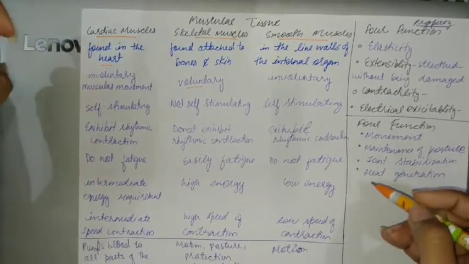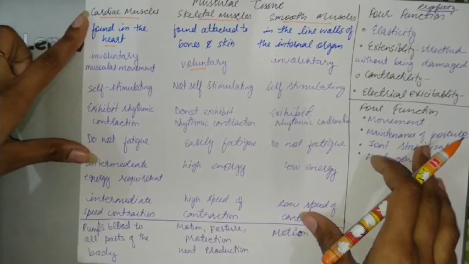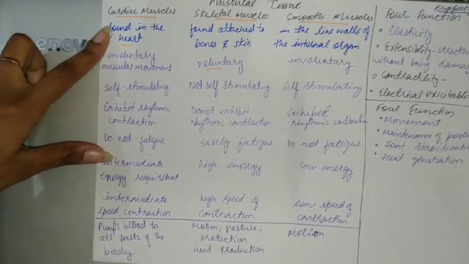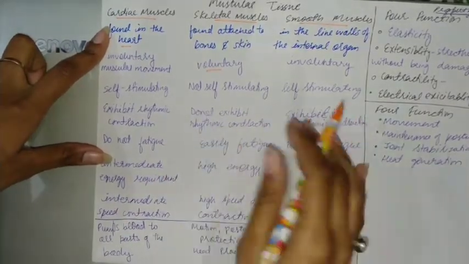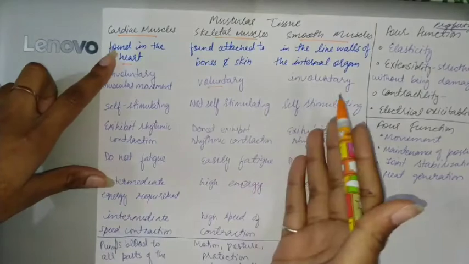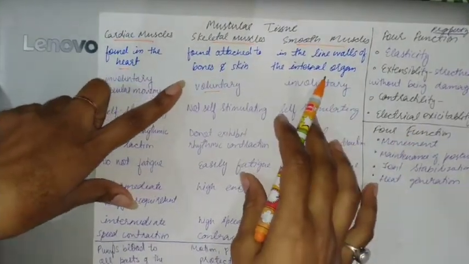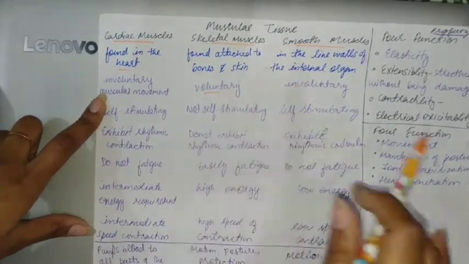Smooth muscle produces motion, skeletal muscle also produces motion, posture, protection, and heat production, and cardiac muscle pumps blood to all parts of the body. So these are the three types of muscles, or classification of muscular tissue: cardiac, skeletal, and smooth, found in the heart, in bones and skin, and in the walls of internal organs. This is involuntary, voluntary, and involuntary.